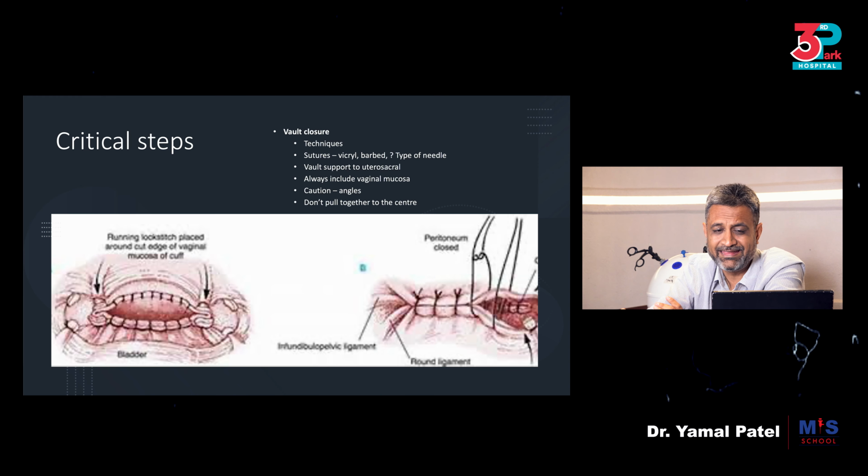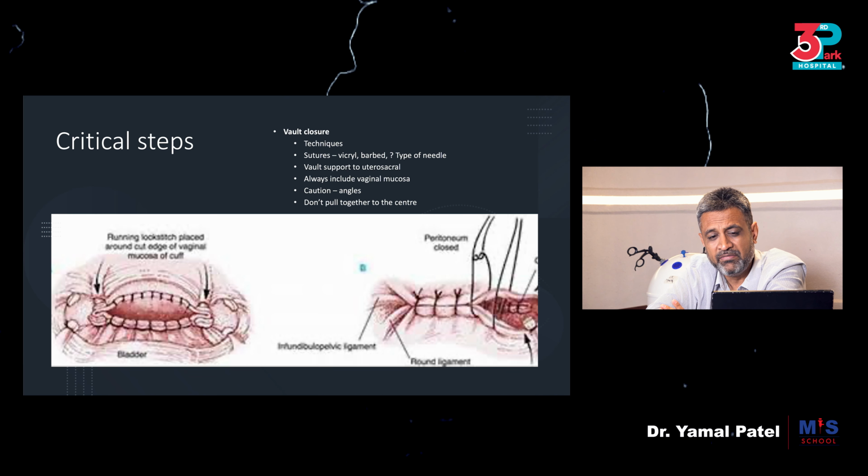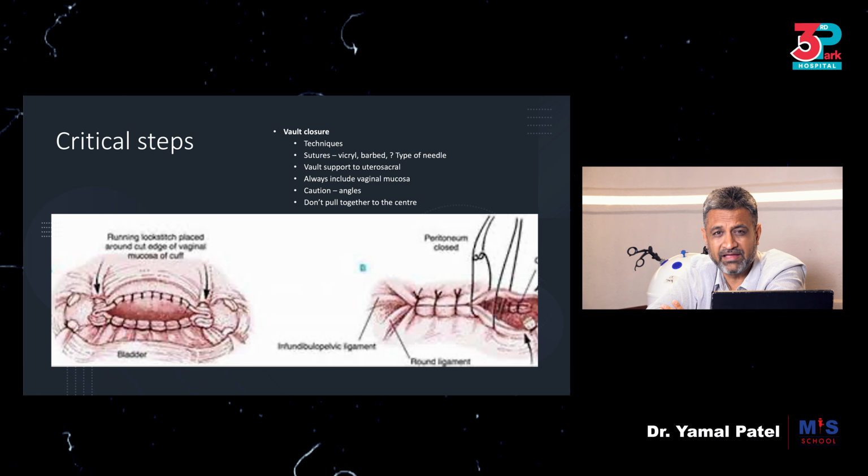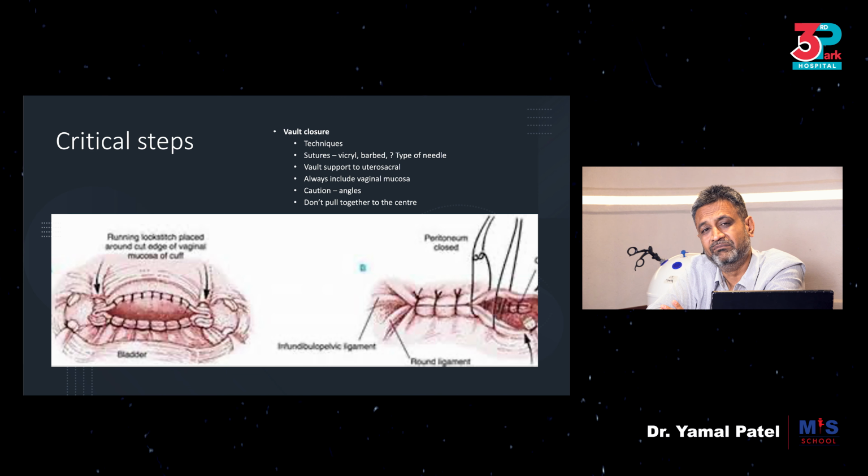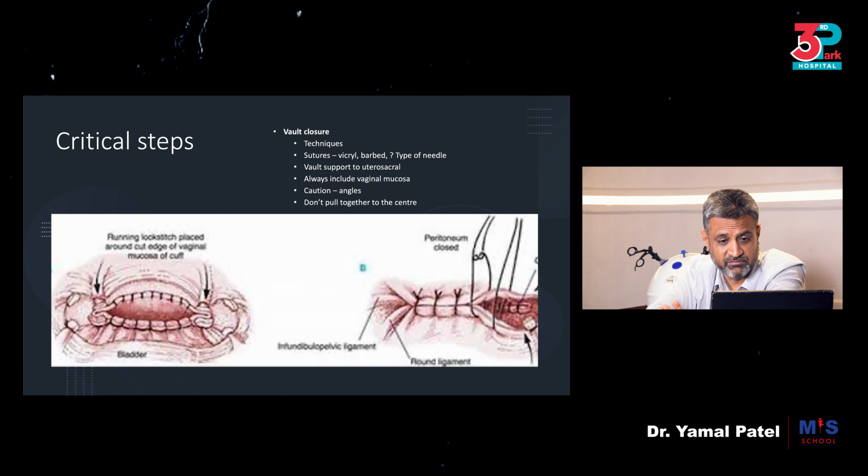So we have different techniques, and different sutures that can be used. You could use the Vicryl, you could use the barbed. You have a question about what kind of needle we use. Do we use the round body or do we use a cutting needle? Well, a cutting needle makes it easier, but a round body can also be used. Then how do we support the vault to the uterosacral?